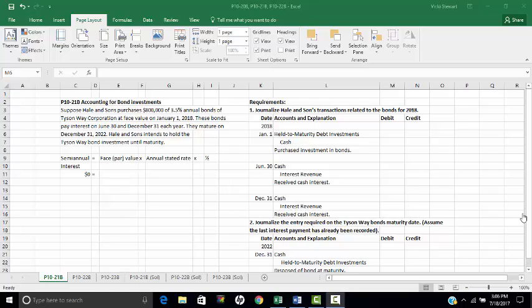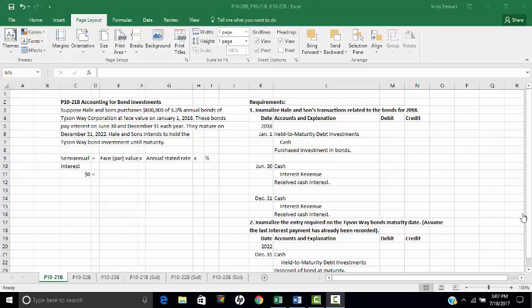This is a demonstration of problem 1021B, accounting for bond investments. Suppose Hale & Sons purchases $800,000 of 3.5% annual bonds of Tyson Way Corporation at face value on January 1st, 2018. These bonds pay interest on June 30th and December 31st each year. They mature on December 31st, 2022.